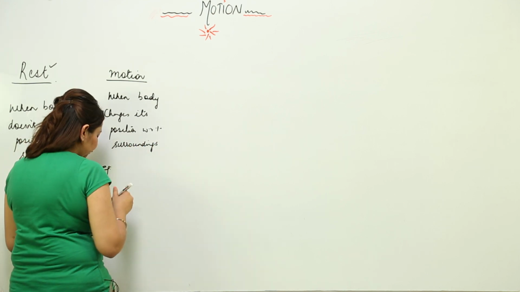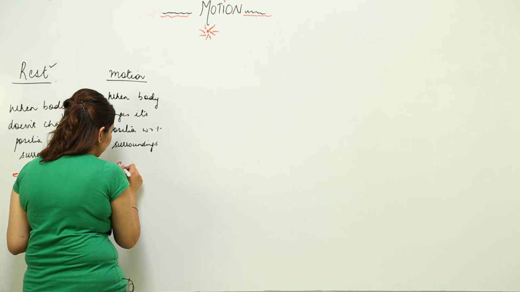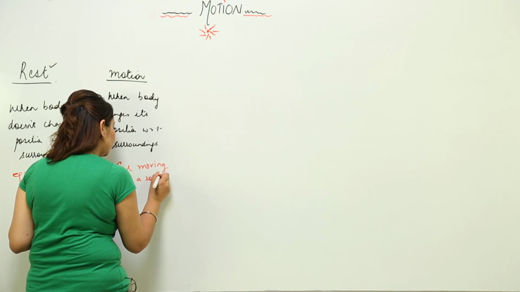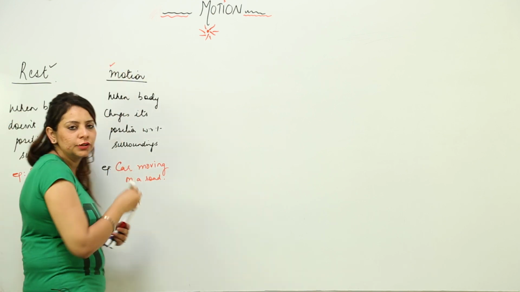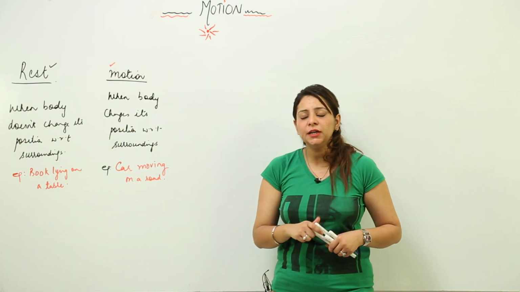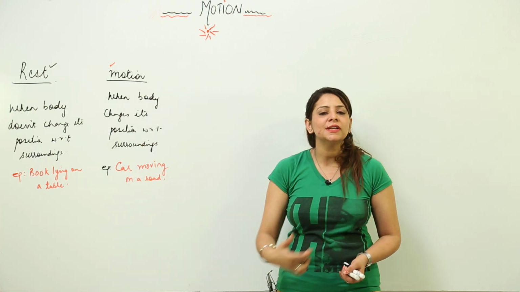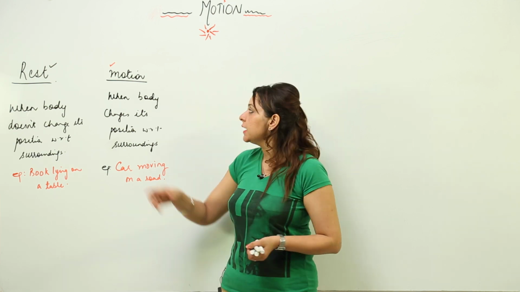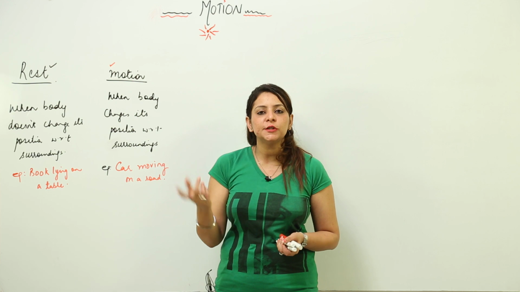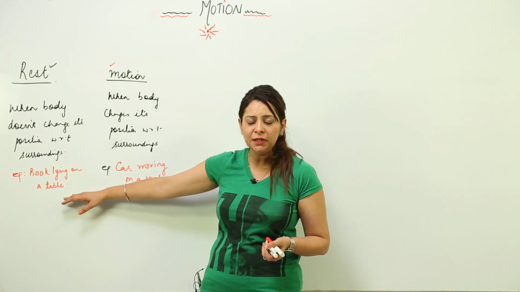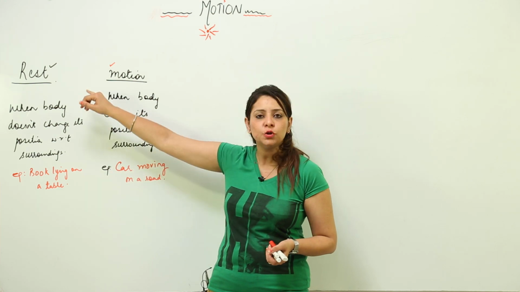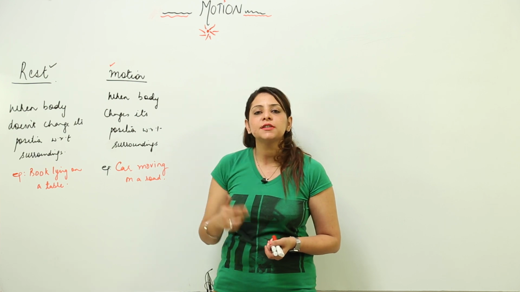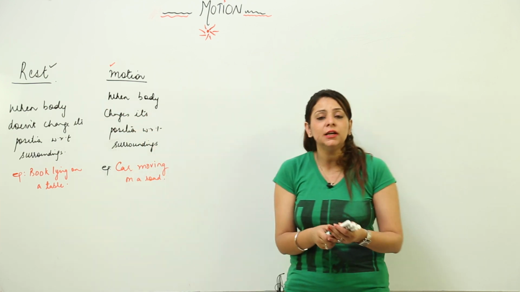For example, a car moving on a road is said to be in motion. So this is what rest and motion are. I think you got it, because these are the specific things which we are going to discuss in this chapter. Rest is when a body doesn't change its position with respect to surroundings, and motion is when a body changes its position with respect to the surroundings. For example, a book lying on a table doesn't change its position, so it is said to be at rest. And a car moving on a road is constantly changing its position with respect to surroundings, so it is said to be in motion.